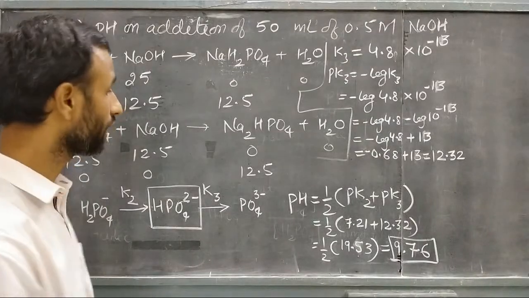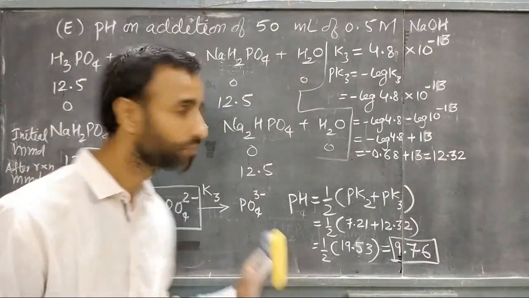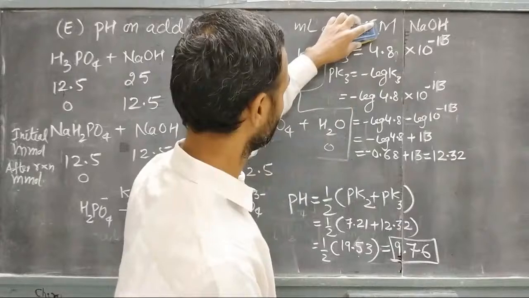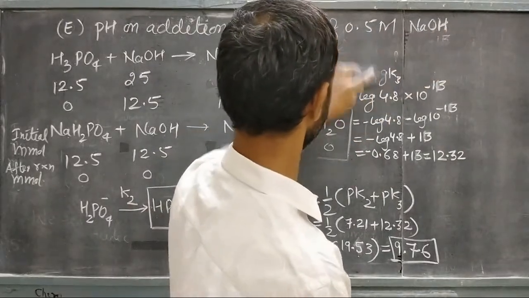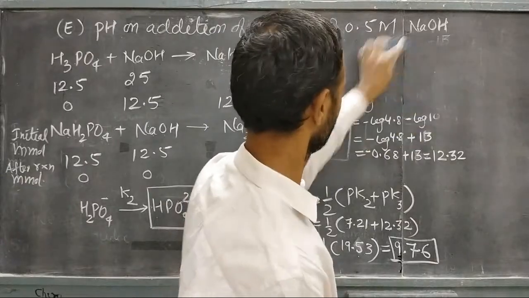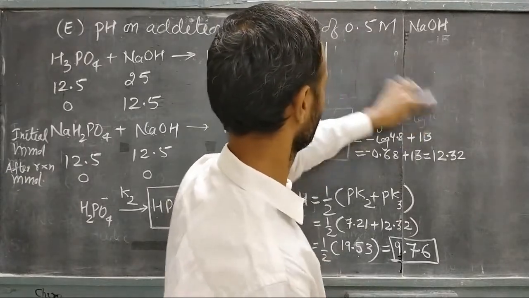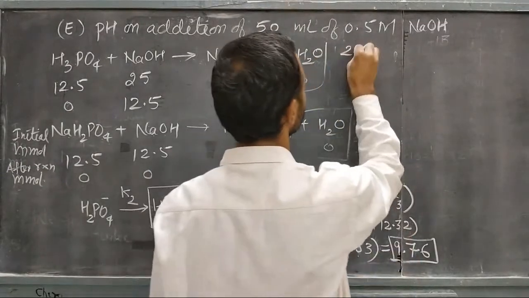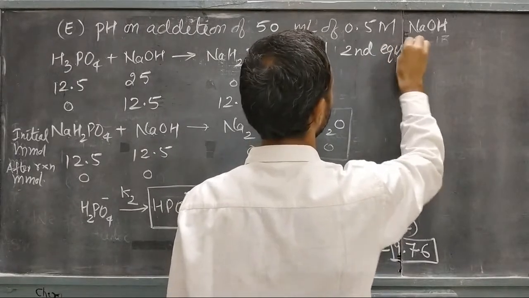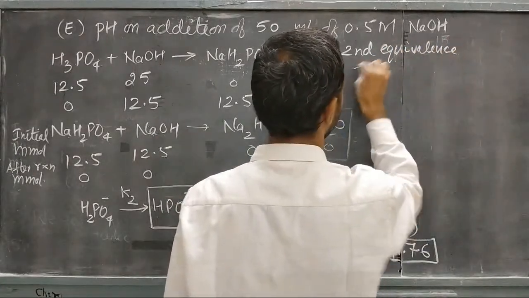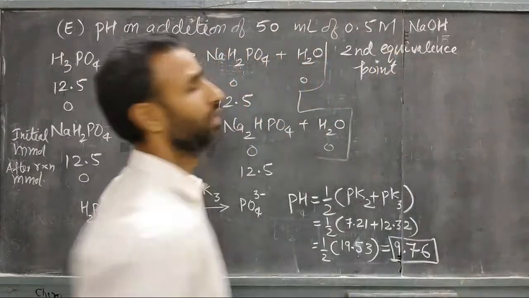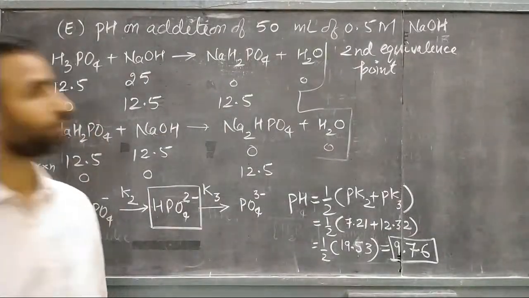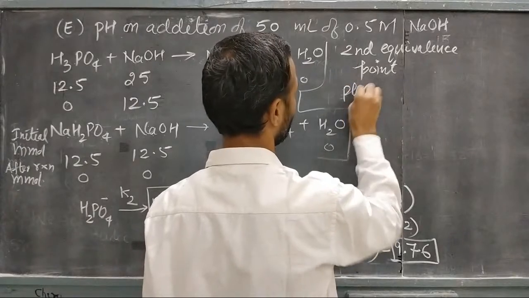So this is actually the second equivalence point, right? This is the second equivalence point, and to detect the second equivalence point we use phenolphthalein, but it is very difficult to detect.